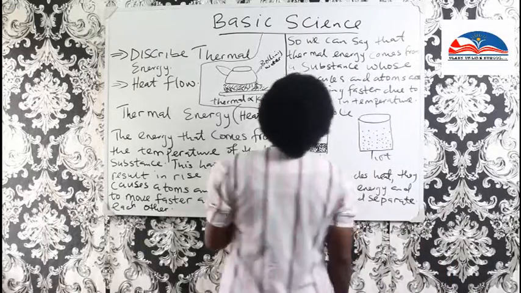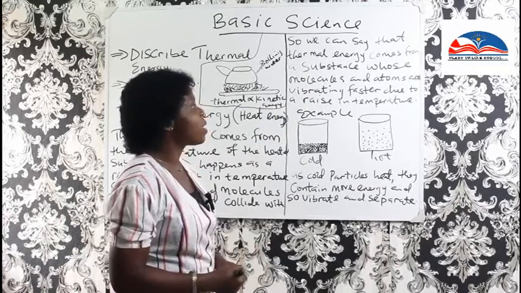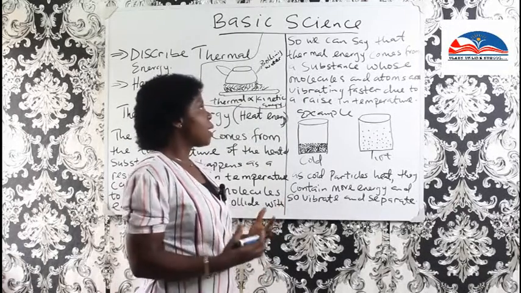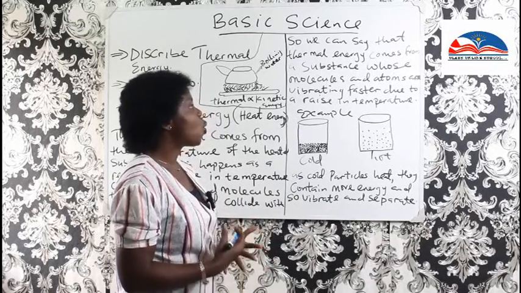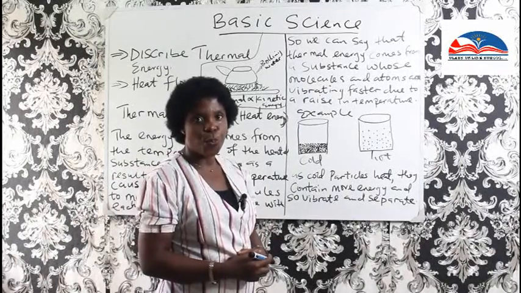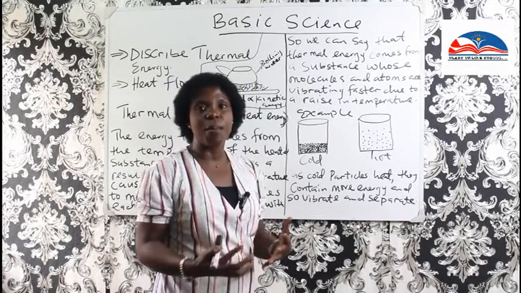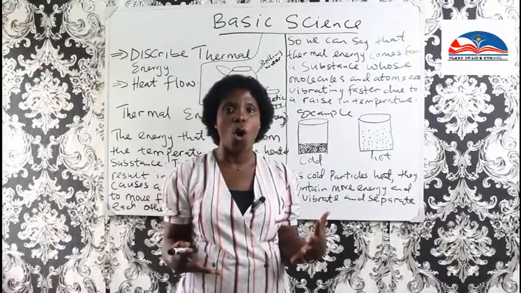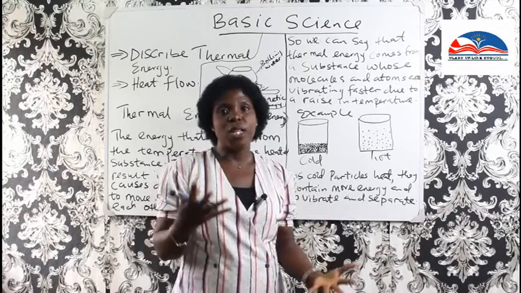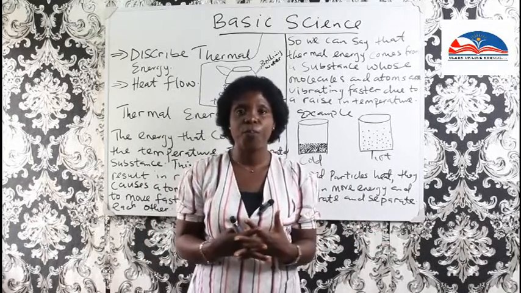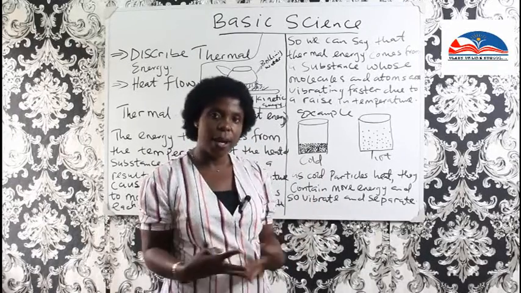Now let's go further to explain what thermal energy is. We can equally say that thermal energy comes from a substance whose molecules and atoms are vibrating faster due to a rise in temperature. So that means that thermal energy can only occur when there is a rise in temperature. If the temperature is heated or high, we can say that it has thermal energy.